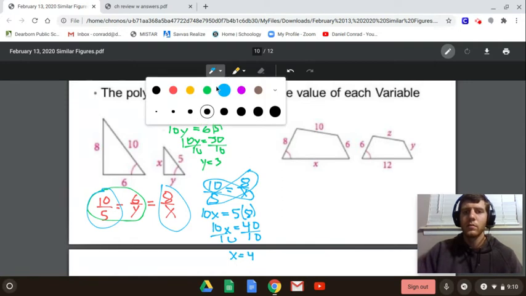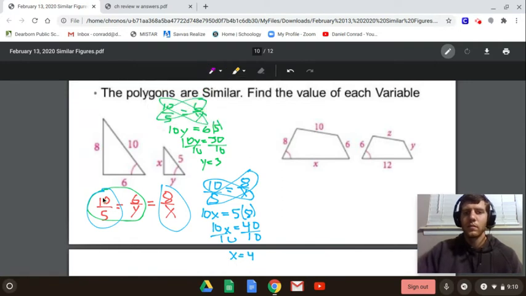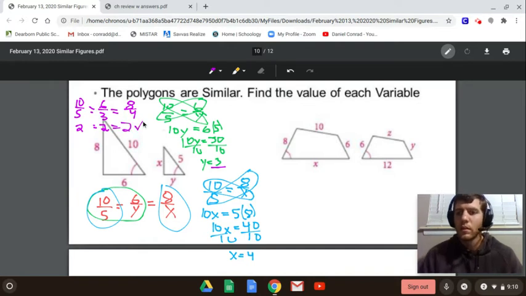Okay, if we want to check our answer, we can plug them back in. Right, so 10 divided by 5 is going to give us 2. The next one would be 6 over y, which is 3. So 6 over 3 is going to give us 2. And then our last one here, 8 over x, that's going to be 8 over 4, which is also going to give us 2. So we know all those ratios are equal. They all equal 2. So this first triangle is twice as big as the second one. Okay, and x is 4 and y is 3 is going to be our final answers here.